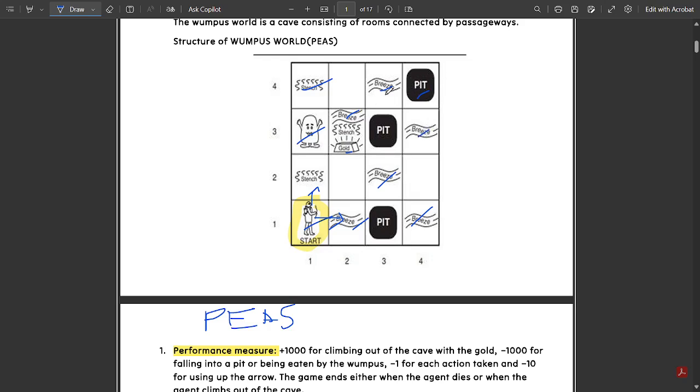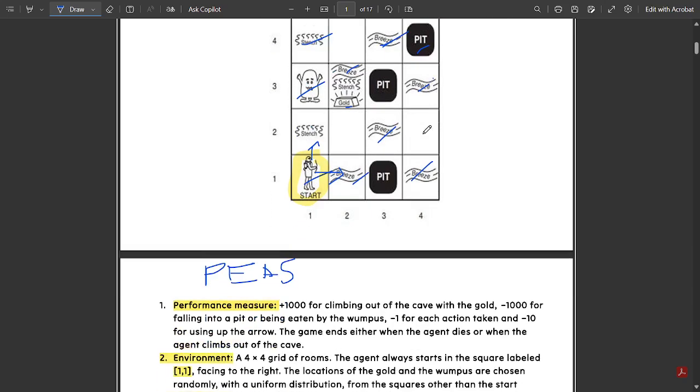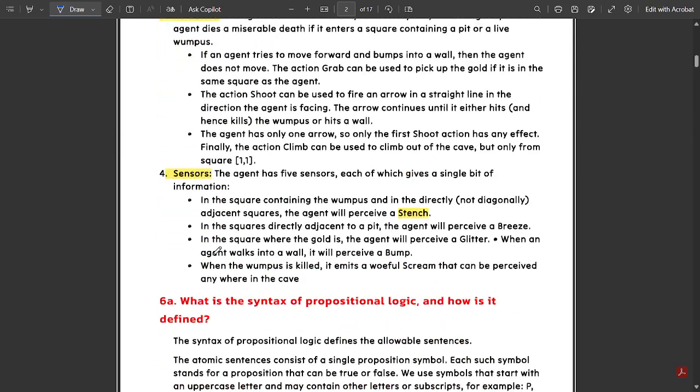Okay. This is a pit. Here we have a breeze. Also here we have. Okay. Adjacent to a pit, a breeze would definitely be there. Okay. That is the sentence here. It is mentioned. Okay. The squares adjacent to a pit would be having a breeze. In the square where the gold is, the agent will perceive a glitter. When an agent walks into a wall, it will perceive a bump.